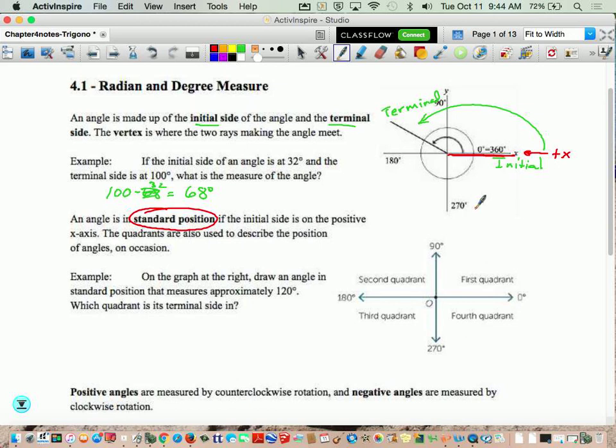So for example, if we do 120 degrees, I would go to positive x, start there, open up 90 degrees, and then 30 degrees more, so it would be about right here. So this would be 90, an additional 30. It would look something like that, and we would end up in quadrant 2. Now, typically our quadrants are in Roman numerals, but quadrant 2 would be okay.